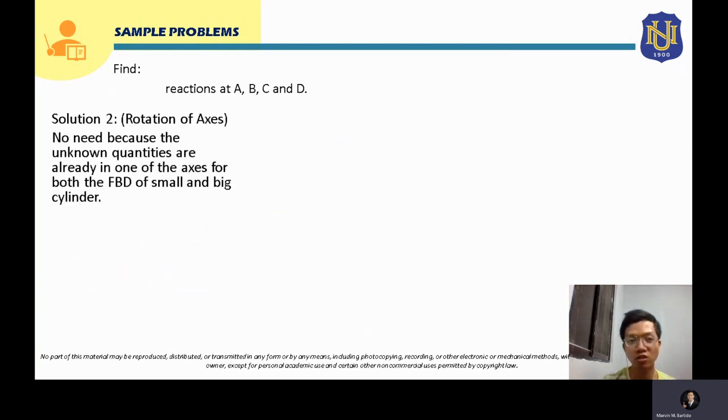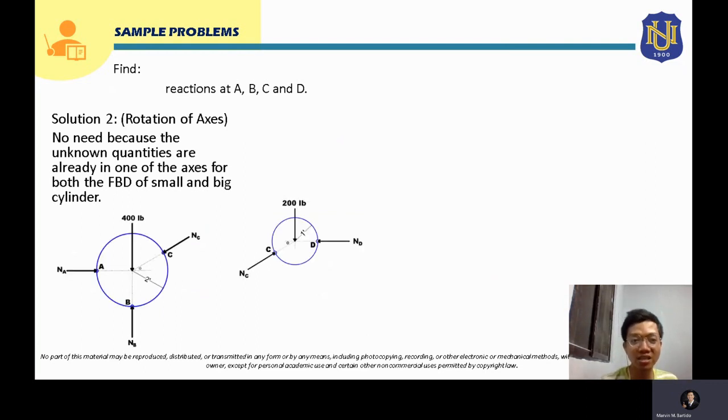Now, for solution 2 or rotation of axis, we don't need to use this because the unknown quantities in the free body diagram of the small and big cylinder are already in the x-axis. So in the small cylinder, the unknown quantity here is already in the x-axis, so no need to rotate the axis. Also for the free body diagram of the big cylinder, the unknown forces here are already in the vertical and horizontal axis, so no need to rotate the axis.